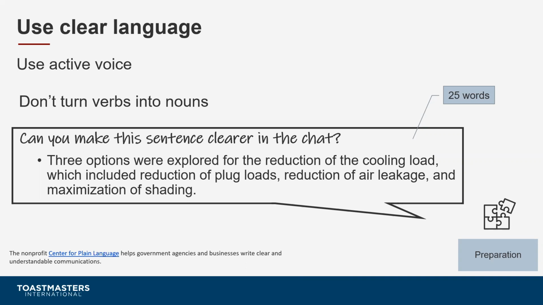Excellent. So you flip the structure where you said the solutions and what it was for second. And then Michelle said reduction of plug loads, reduction of air leakage, and maximize shading are 3 options explored for the reduction of the cooling load. Awesome. And then Carrie said options used to reduce the cooling loads included reducing plug loads... Very good. Excellent. So you can see how we can say the same thing in multiple ways.